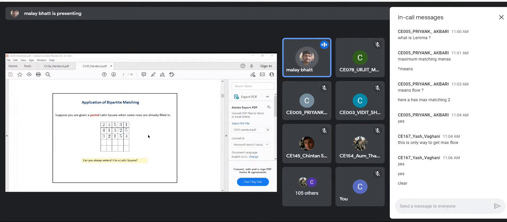Suppose you are given a partial Latin square where some rows are already filled in. You already have a 5 cross 5 Latin square, and some values are already filled in: 2, 4, 5, 3, 1. Now, can I convert this into a Latin square? Can I fill the remaining 2 rows? So I will convert this into a bipartite graph, so that it satisfies the criteria that every row should have a number only once and every column should have a number only once.